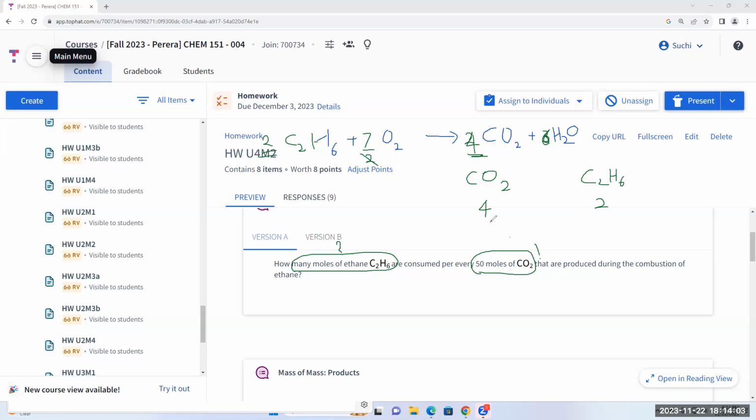Therefore, to get 1, I'm going to need 2 divided by 4, meaning I need 1/2 mole of C2H6 to get 1 CO2 mole. But they're asking to get 50 moles. So to get 50, I need to multiply what I need to get 1 by 50. Therefore, I'm going to get 25. That should be my answer.